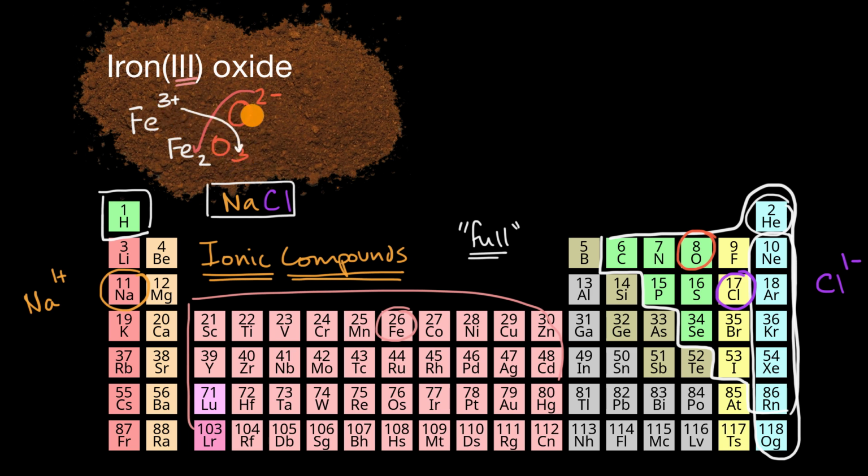Just 1 iron and 1 oxygen isn't going to cancel out. So if you have 2 irons, then that's a positive 6 charge. So you need 3 oxygens to counteract that to get to a neutral iron(III) oxide.